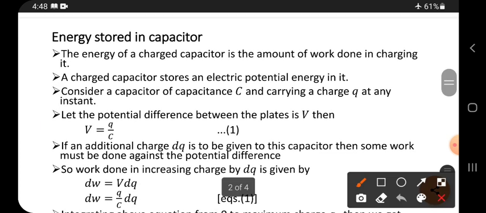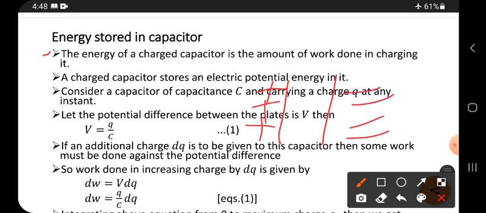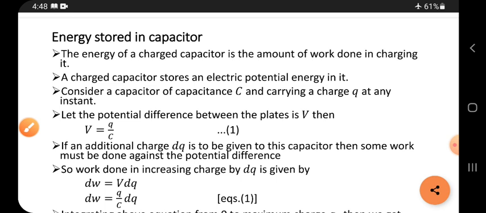Okay friends, I have given the definition in the last video. Now, the energy of a charged capacitor is the amount of work done in charging it. Energy of a capacitor means keeping charges on its surface. How much charge you are keeping, that much the energy will increase.